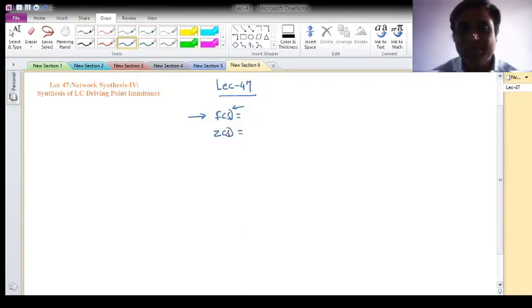So suppose this impedance is given to us, that is, a driving point impedance. Then you break up this total impedance into a number of impedances, that is Z1 of S, Z2 of S, Z3 of S, which will be simple, and then realize it. If the individual impedances are given to us, then we can realize it very easily.